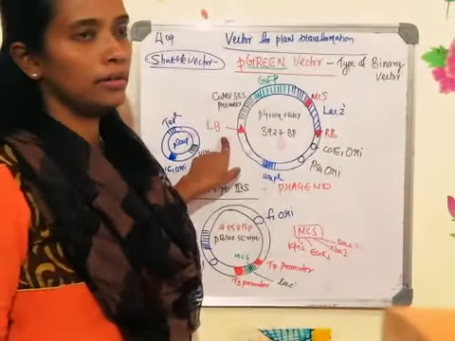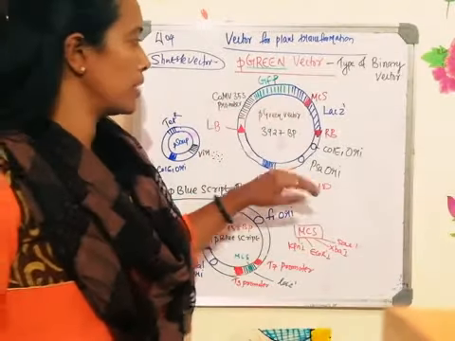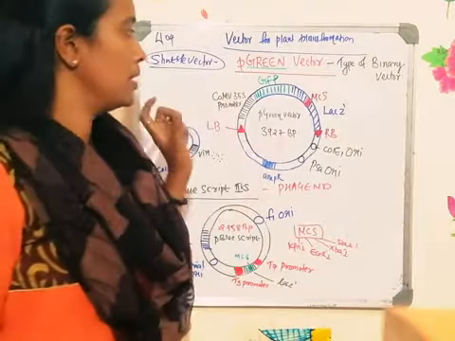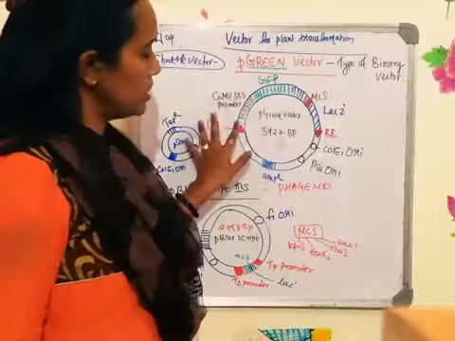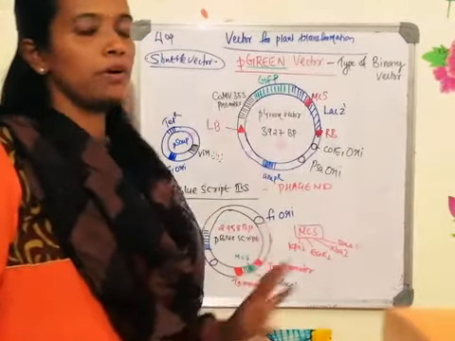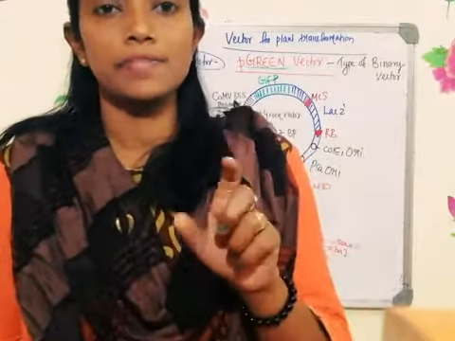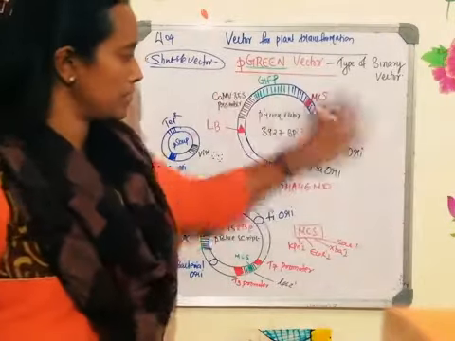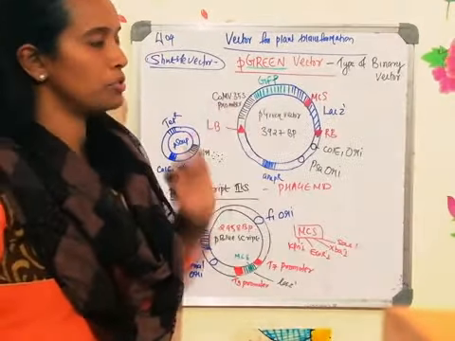And like a binary vector, this also has the features of a naturally occurring Ti plasmid. It has the left and right border, 24 base pair repeated sequences. And the region in between the left and right border is known as the T-DNA. Why is it called T-DNA? Because that is the transfer DNA which will be entering into the plant cell from the bacterial cell. This will be first in the bacteria, Agrobacterium tumefaciens, and then from Agrobacterium, it moves to the plant cell.